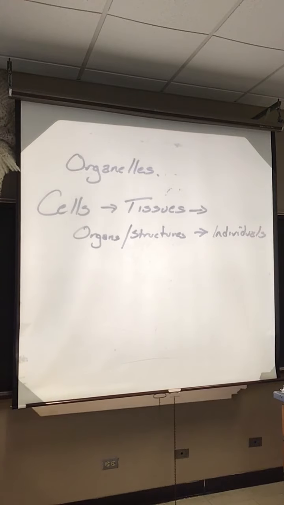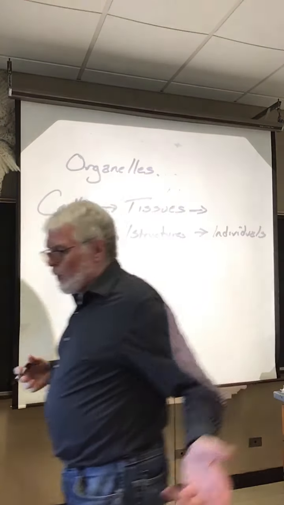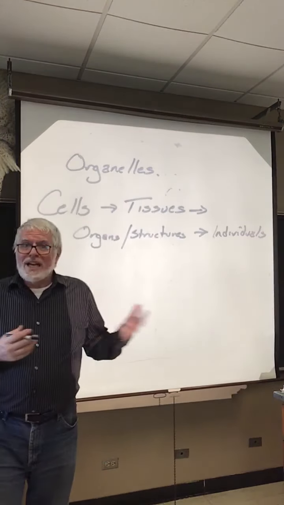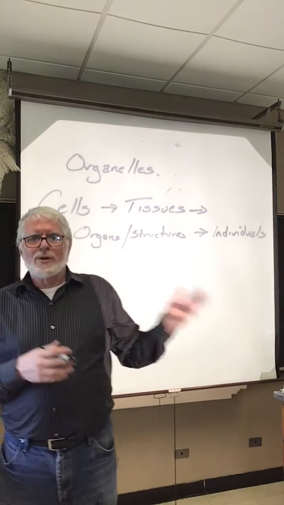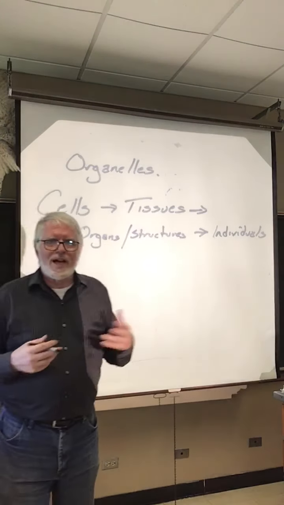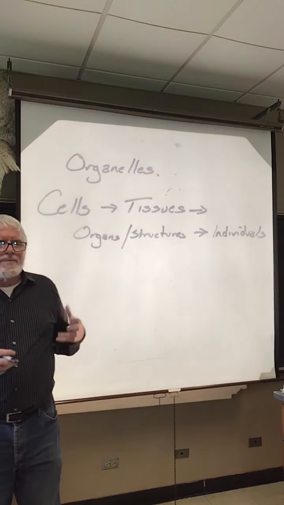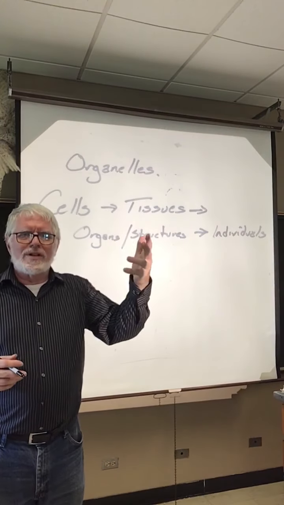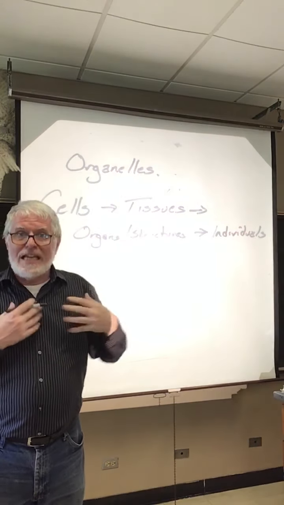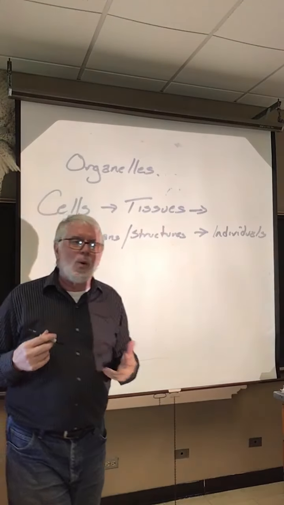I'm skipping over this, but we have systems of organs. We have a digestive system, we have a nervous system, we have a circulation system, we have an immune system, we have a whole bunch of different systems. But you put all the organs together, you put all the systems together, and you have individual organisms.